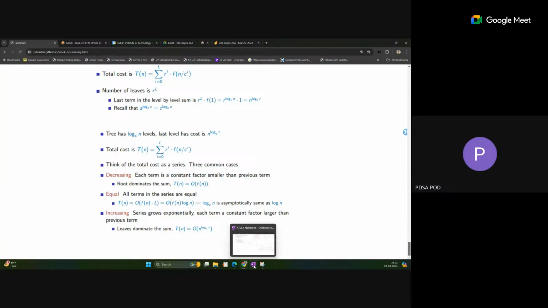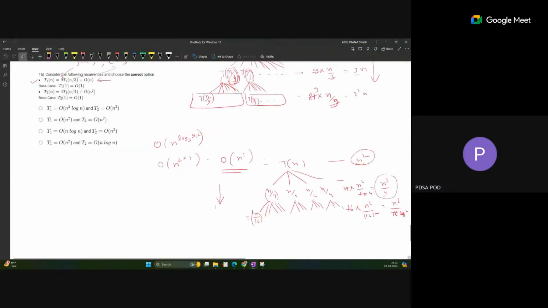And what is our F(n) in this equation? This last term is called F(n), and here in the second expression, this is F(n). So you can directly write the complexity T(n) equal to big O of F(n), and that means big O n square. This will become the complexity for the second expression. So this option is correct: in both expressions we are getting n square.